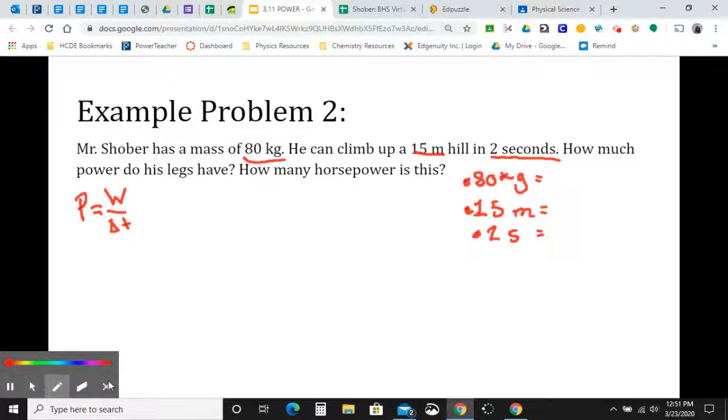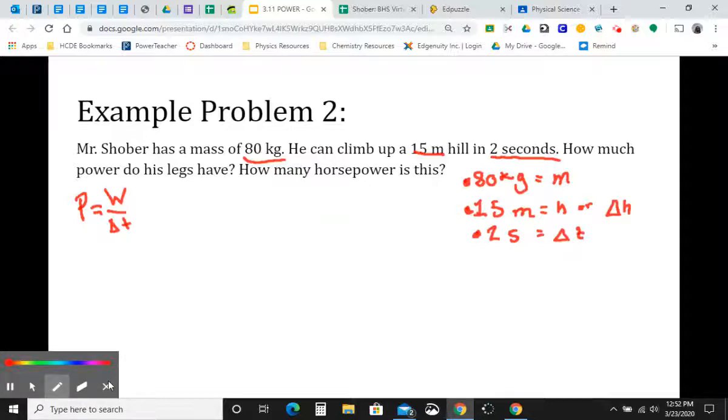So 80 kilograms, that's talking about mass. 15 meters, that's talking about our height, or what I'm going to call, in this particular problem, our change in height, and you'll see why I'm going to do that in a minute. And then 2 seconds, that's delta t, that's our time. Okay, so that was pretty easy.